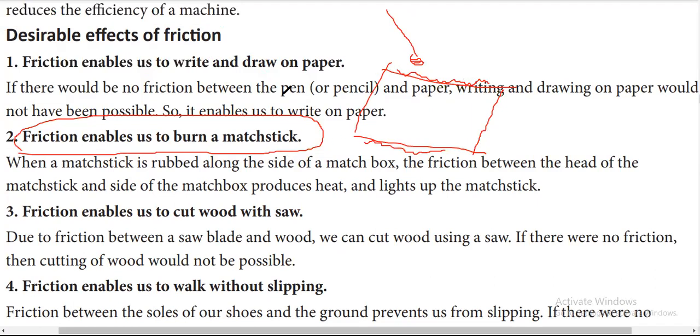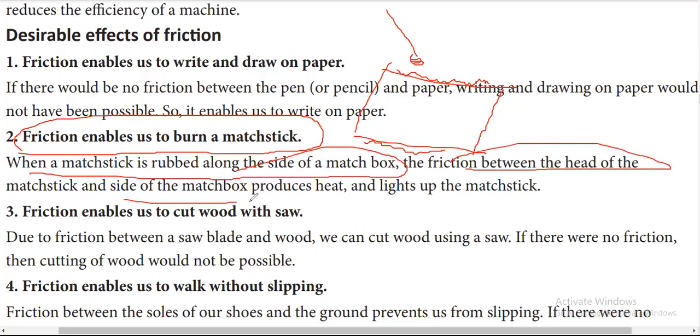So when a matchstick is rubbed along the side of the matchbox, the friction between the head of the matchstick and the side of the matchbox produces heat and lights up the matchstick.